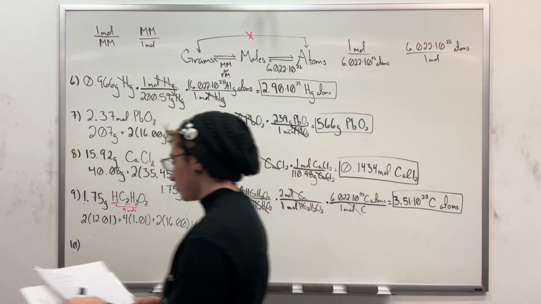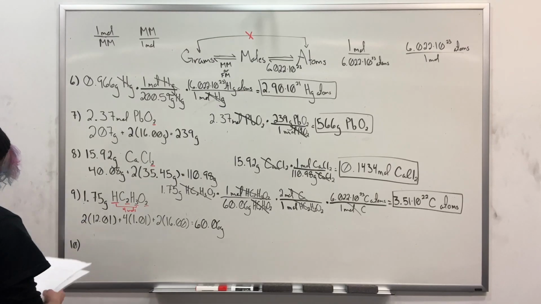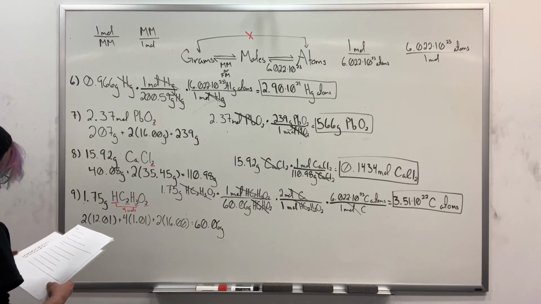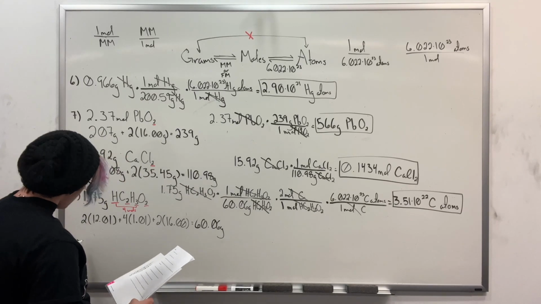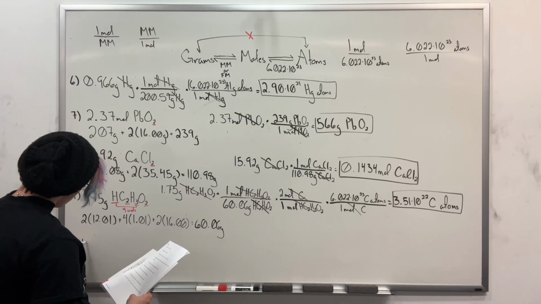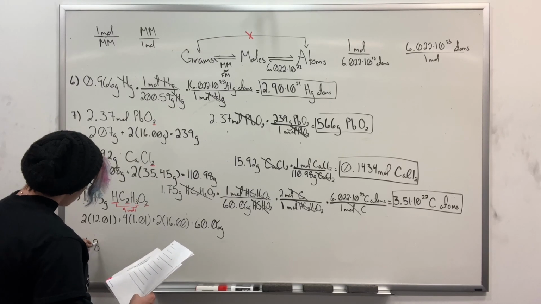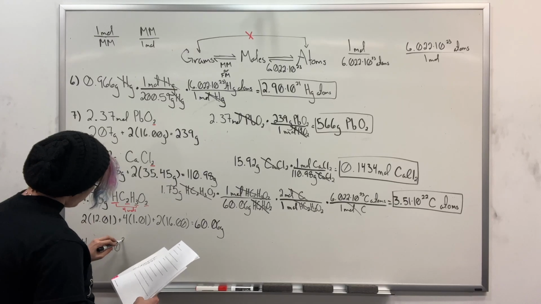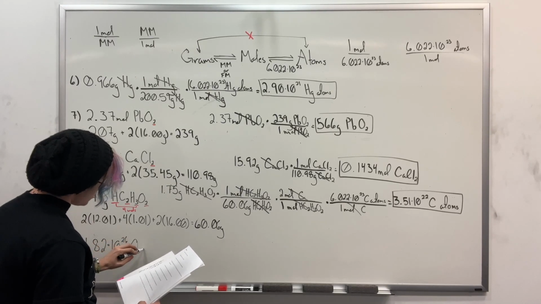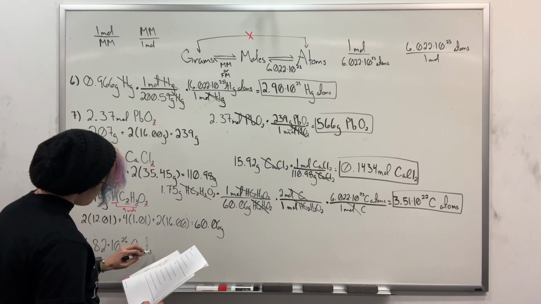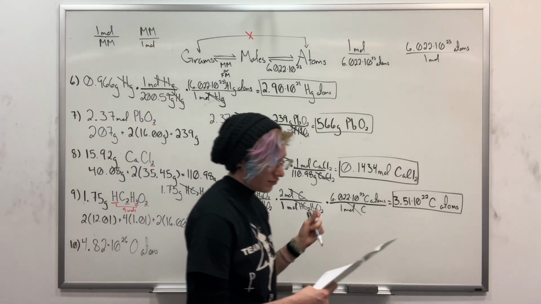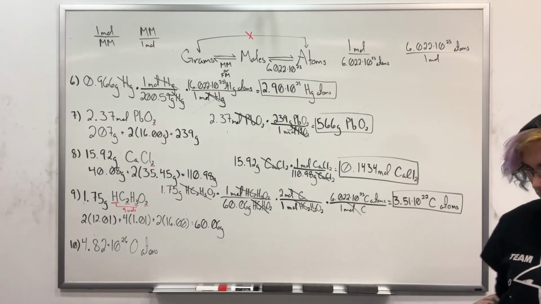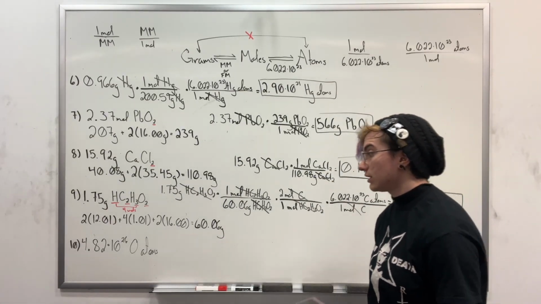And so now for the last one, now we have a sample, it's the same sample. So it's HC2H3O2 again, but now we have 4.82 times 10 to the 26th oxygen atoms. And we want to know the mass of the entire compound, the HC2H3O2, in kilograms.